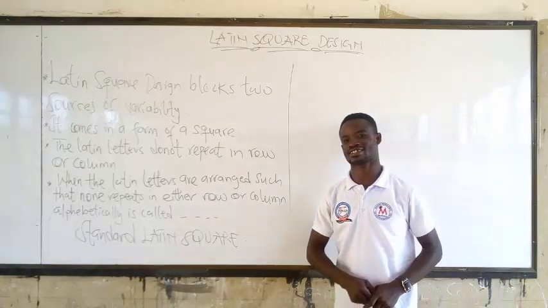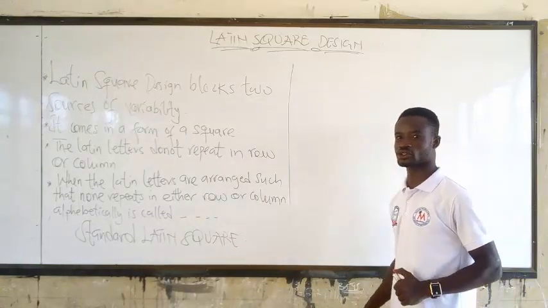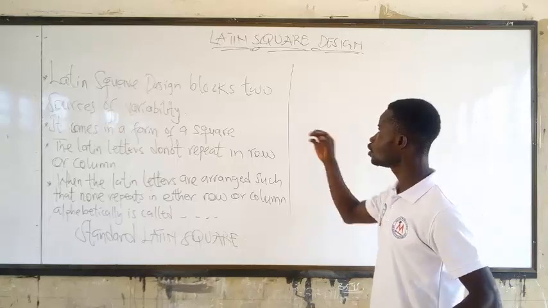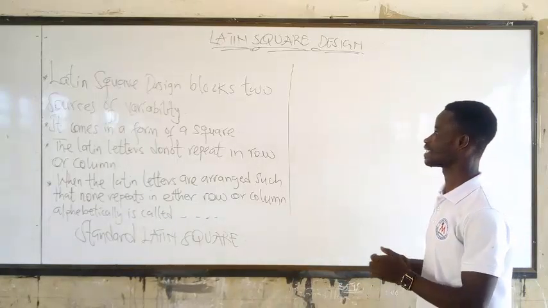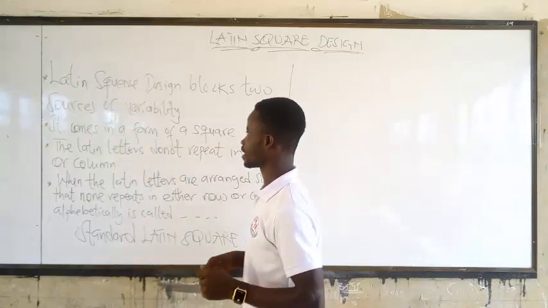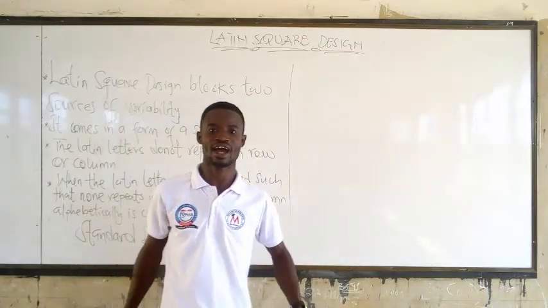Further statistics. We are still journeying through, alright? So we are now at Latin square design. Latin square design. Beautiful. And you will love it, alright?